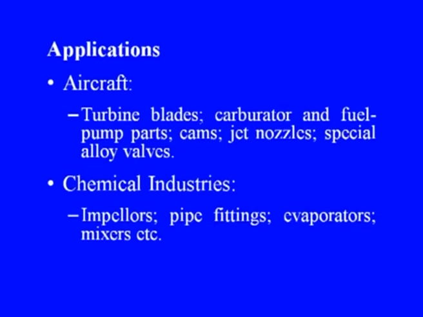Let us come to the applications of this process. The process is used for making parts that are used in aircraft, for example, turbine blades, carburetor and fuel pump parts, cams, jet nozzles, special alloy valves, etc. The parts required in chemical industries are also produced by this process. These include impellers, pipe fittings, evaporators, mixers, etc.